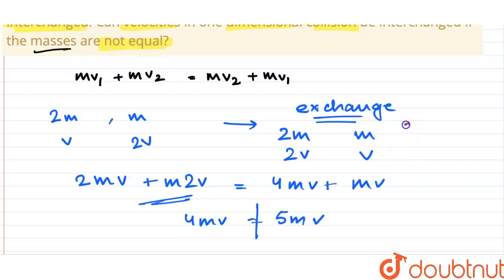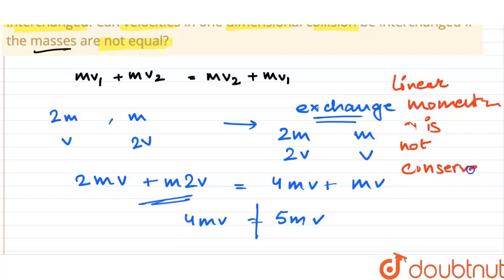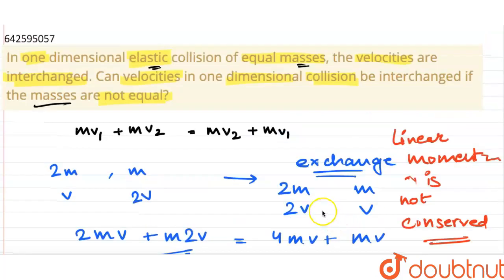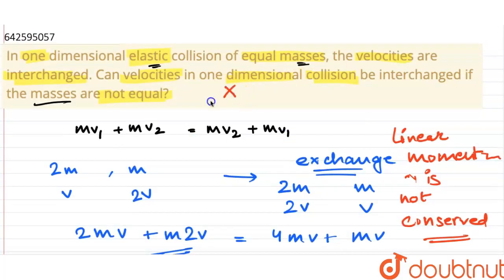Therefore we can say linear momentum is not conserved. Now, because linear momentum is not conserved, as we can see over here, it is not possible for unequal masses to interchange velocities during one-dimensional collision.